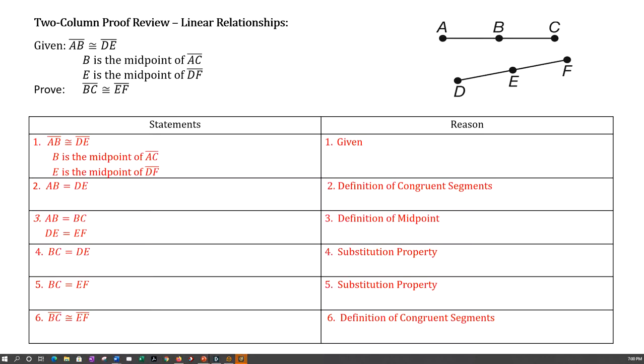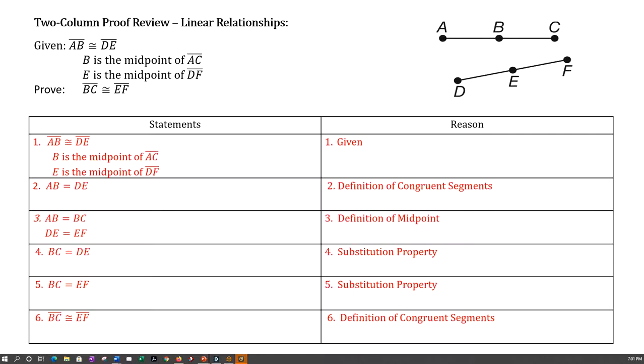Then our next step, again, 2 pieces of information on the same line because they are related. We have AB equals BC, and then DE equals EF, because that is the definition of a midpoint. Our line segment AC is broken up into 2 parts, AB and BC, with B the midpoint, so they have to be equal. So we're throwing in the definition of a midpoint there.